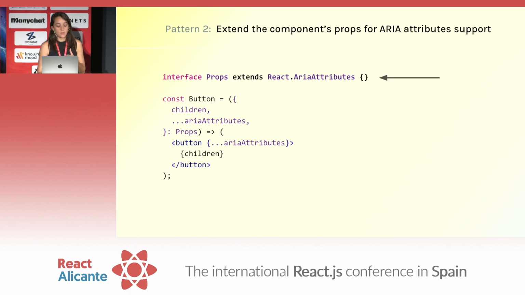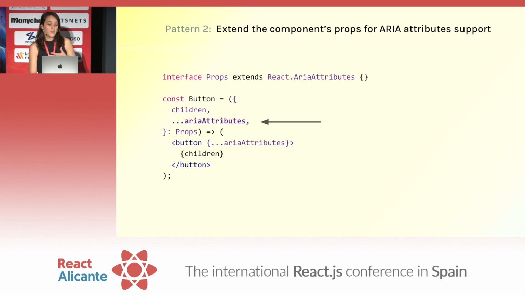So let's look at this implementation example. The first thing that we do is that we make the component prop extend all ARIA attributes, meaning that all ARIA attributes will be valid props for this component. Then we use a REST parameter to collect remaining props into an ARIA attribute object.